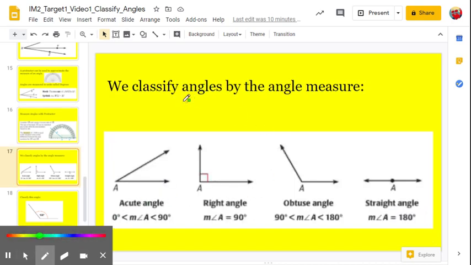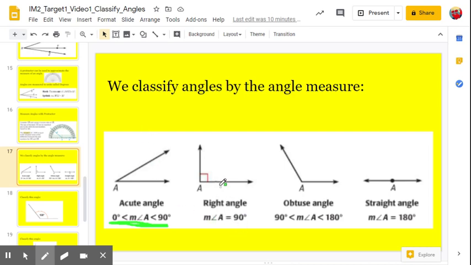So we have four main classifications for angles. Any angle that is less than 90 degrees and greater than 0 degrees. You can't have an angle at 0 degrees, it won't be an angle. So it has to be greater than 0 degrees and less than 90. That is called an acute angle. So this is an example of an acute angle.